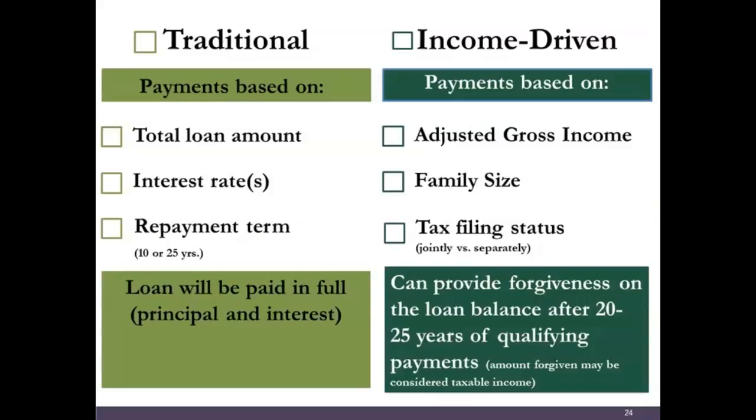However, on the right-hand side, we have the income-driven repayment plans. On those, your payment is always going to be based on the adjusted gross income, your family size, and your tax filing status. So if you're married, are you filing taxes jointly or separately? And also what repayment plan you're choosing, because there are 4 income-driven repayment plans that you can choose from. Some do allow you to exclude your spouse from the calculation if you file taxes separately. Some of them don't. So that's another thing you have to look at. Which repayment plan are you actually going to pick?